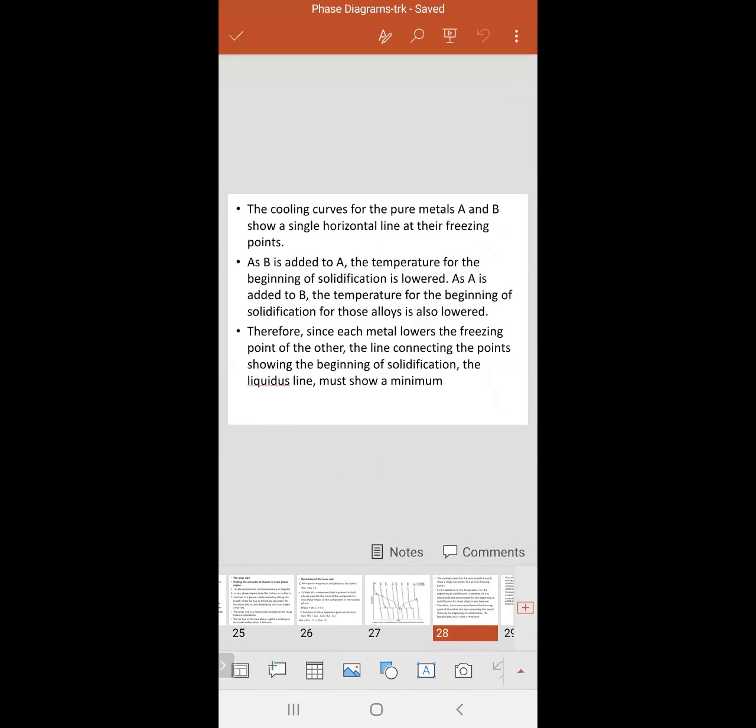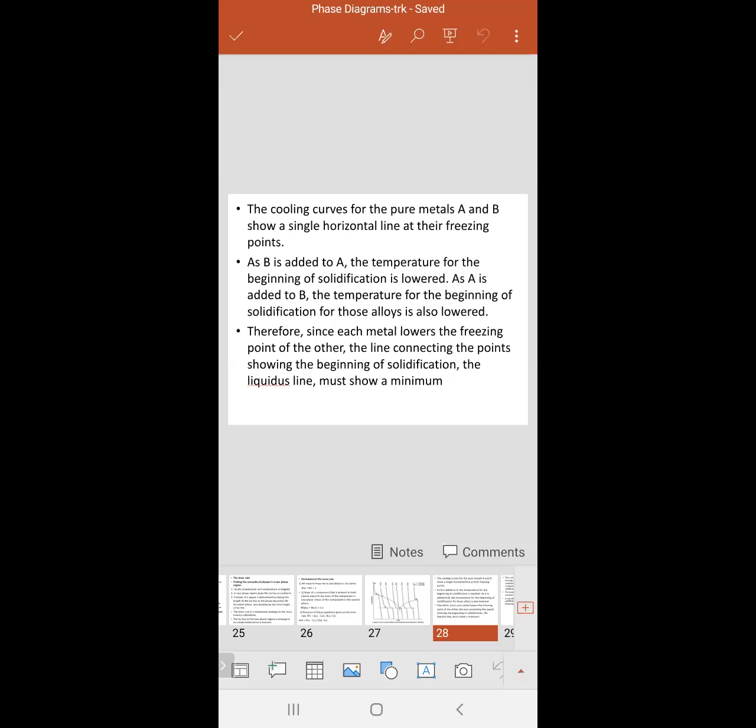Next, see here. The cooling curves for the pure metals A and B show a single horizontal line at their fusing points. As B is added to A, the temperature for the beginning of solidification is lowered.